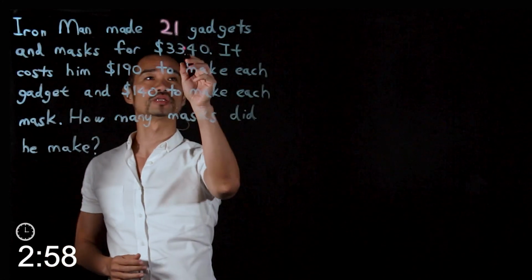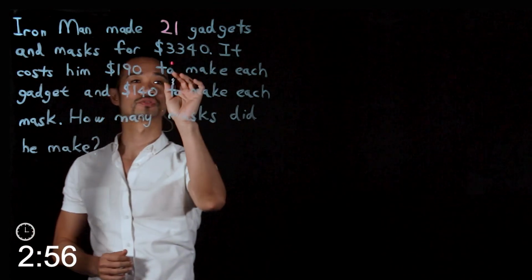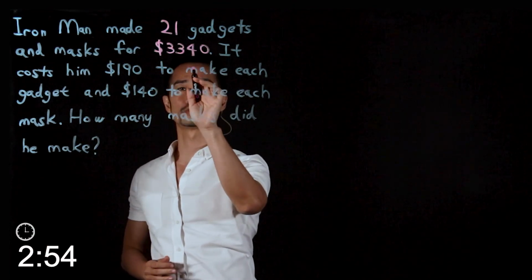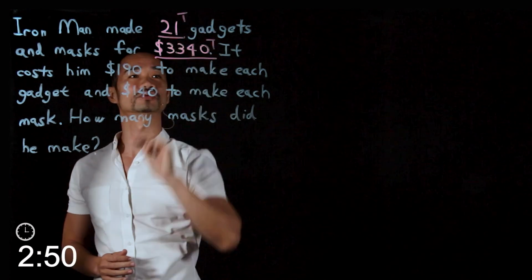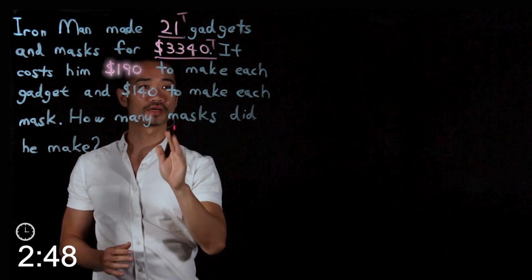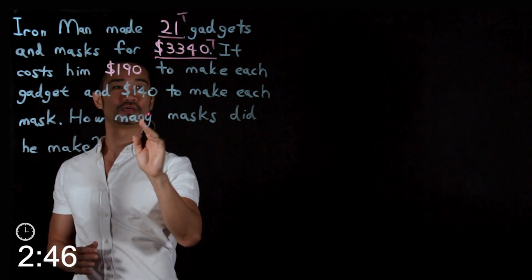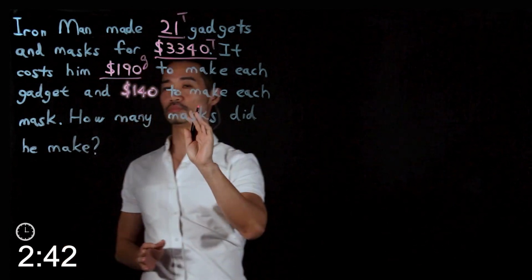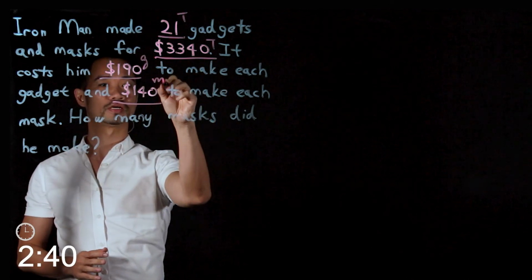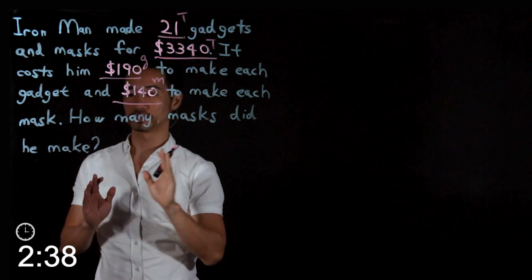Iron Man made 21 gadgets and masks for 3,340. So this is the total. It cost him 190 to make each gadget. Okay, so this is for gadget. And 140 to make each mask. So this is for mask. How many masks did he make?